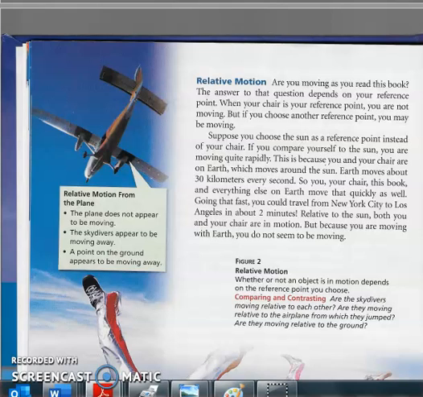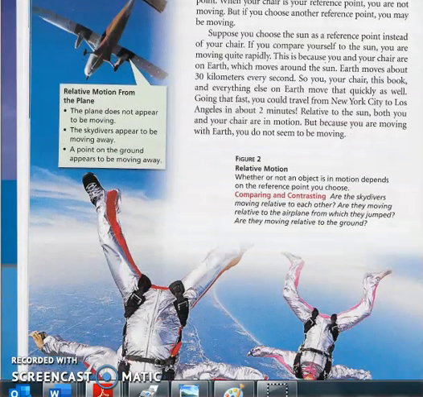This is because you and your chair are on Earth, which moves around the sun. Earth moves about 30 kilometers every second. So you, your chair, this book, and everything else on Earth move that quickly as well. Going that fast, you could travel from New York City to Los Angeles in about 2 minutes. Relative to the sun, both you and your chair are in motion, but because you are moving with Earth, you do not seem to be moving.